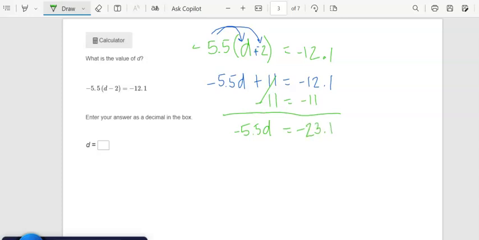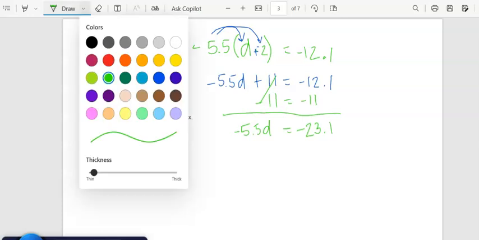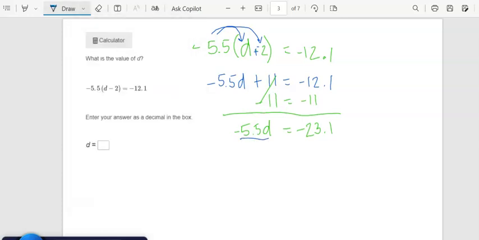Make sure you understand that. Make sure you're using your calculator. Get the correct answers. All right, so then the next step, because that shows multiplication, you're going to divide both sides by negative 5.5. Remember, this cancels, so we're only left with d. Use your calculator. And negative divided by negative is going to be a positive. And it comes out to 4.2.